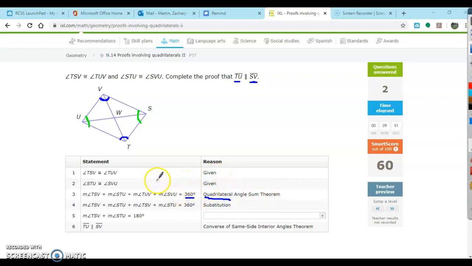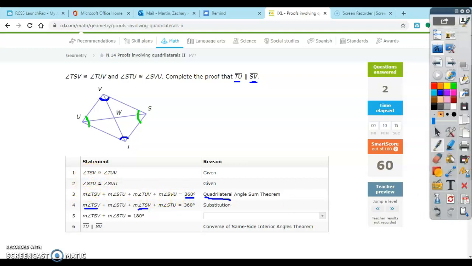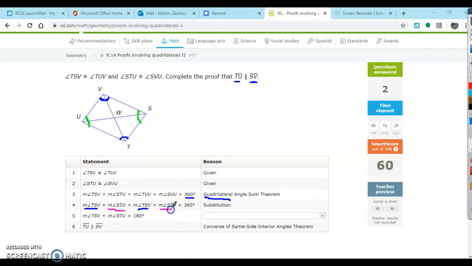Now, if you notice, we did a quick little substitution here. These two angles are the same and didn't change. But because of the congruence up here, we subbed the measure of angle TSV for the measure of angle TUV. Notice we've got TSV listed twice now. And then I subbed the measure of angle STU for the measure of angle SVU because they're congruent. We said that they were congruent in those earlier steps. So notice that I now have these angles written twice.